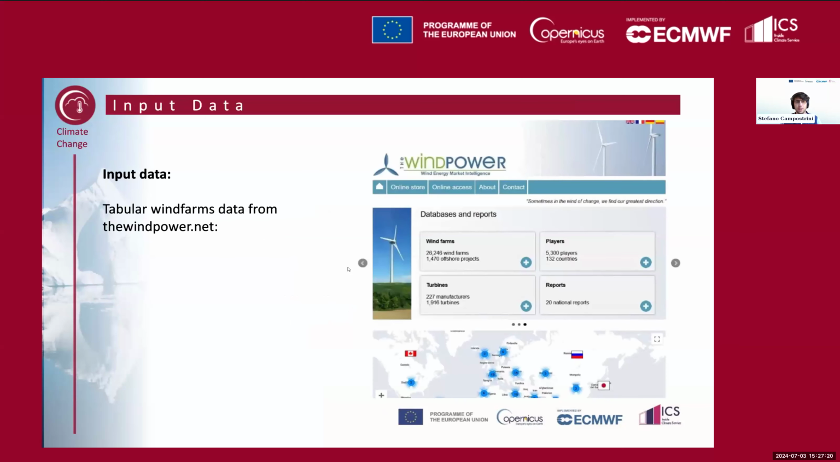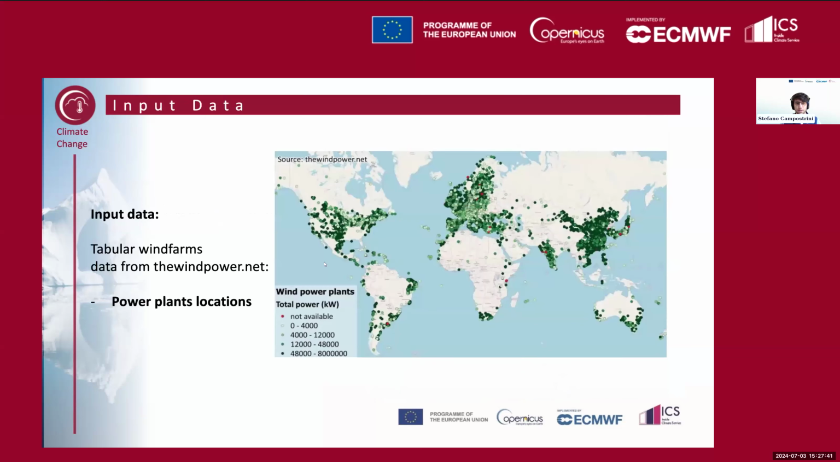I'll start with the input data. The main input data that we use are the tabular wind farms data from the windpower.net. These data are in tabular format and contain much information on the various wind farms and locations and information about turbines and power curves. This, for instance, is the information regarding the power plant locations.